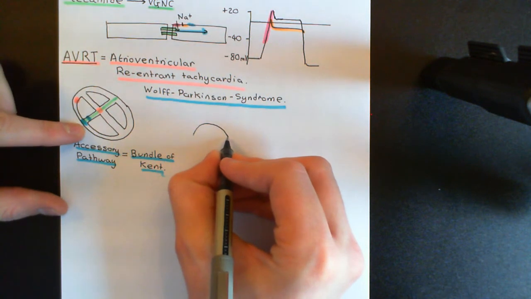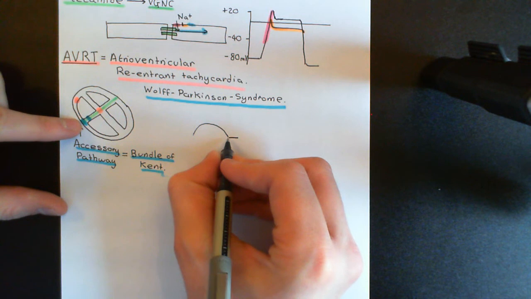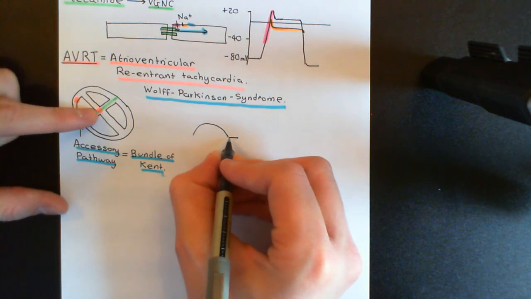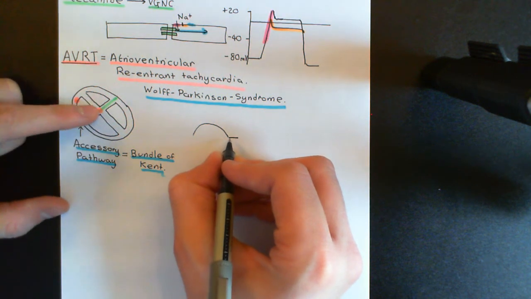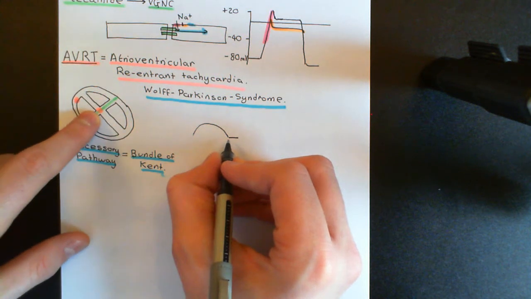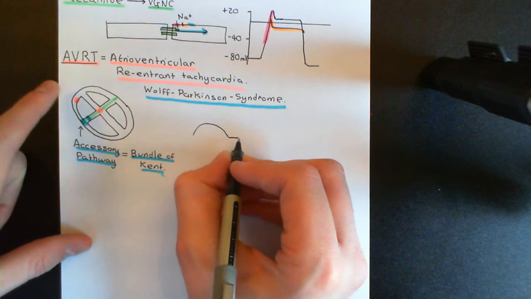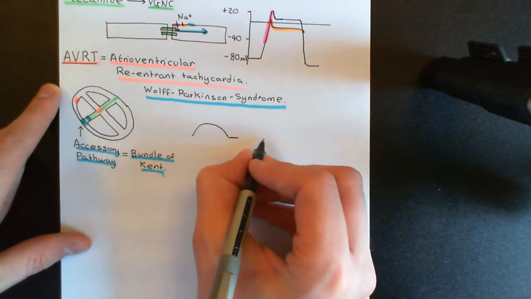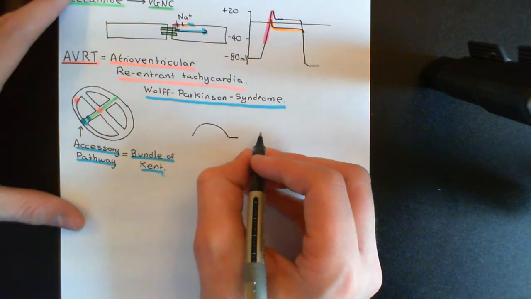Okay, then it'll arrive at the bundle of Kent here, so you'll get a little bit of time where it's propagating through the bundle of Kent, but of course this will be much shorter than it would be for the atrioventricular node and the ventricular conduction system, because it takes much longer to go through the AV node. So usually in the ECG you'd have a much longer interval between the P wave and the QRS complex. So the PR interval, the interval from the start of the P wave to the start of the QRS complex, would be longer in someone without Wolff-Parkinson-White syndrome.